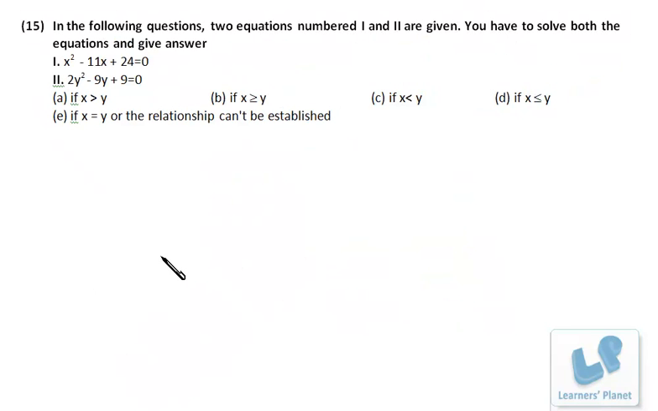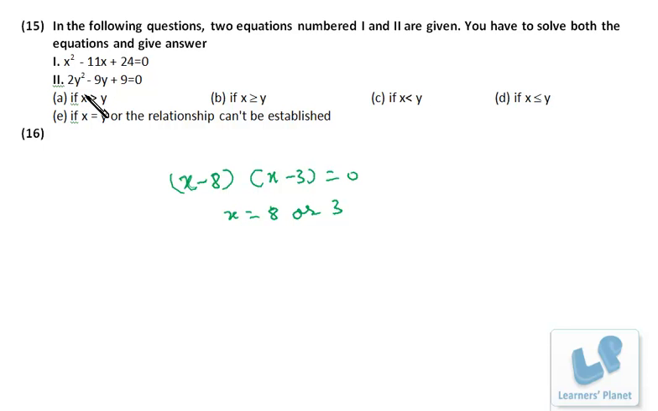Now friends, let's see this question. Further, we have a set of quadratic equations. x square minus 11x plus 24 is 0. So we have to calculate the value of x first of all. We can directly factorize it. It's x minus 8, x minus 3 is 0. So x is equal to 8 or 3, right?